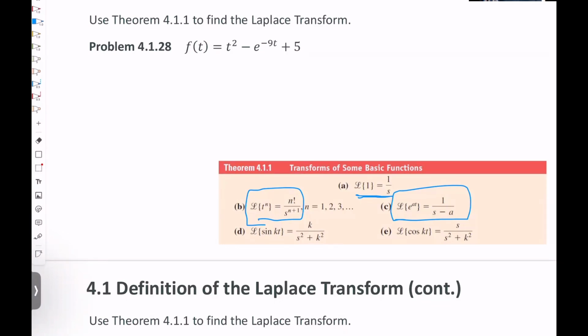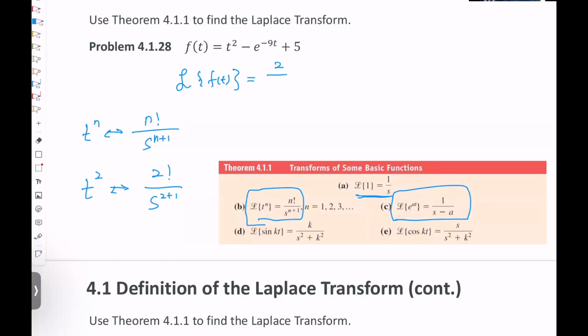Let's do this. t squared. So we have a t to the n, and t to the n is going to be n factorial over s to the n plus 1. t squared then, we have a 2 factorial over s to the 2 plus 1. Plus the transform of f of t now equals, the first one is what? 2 over s cubed. e to the negative 9t is 1 over s minus a. So it is 1 over s minus negative 9, so s plus 9. And the 5, the constant, is 5 over s.